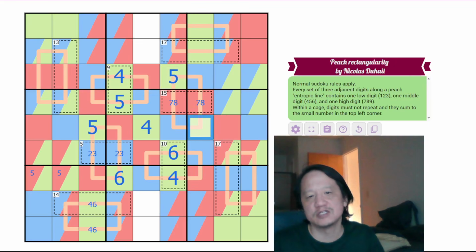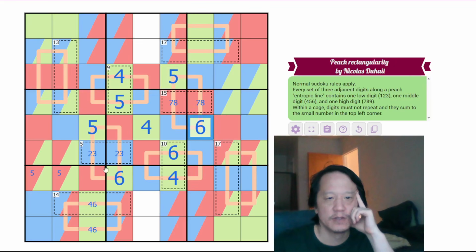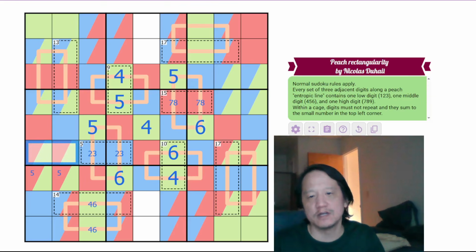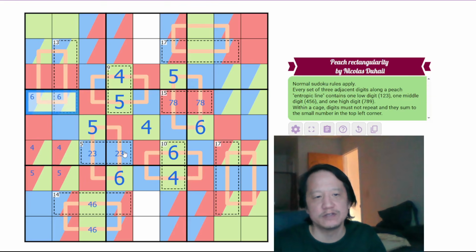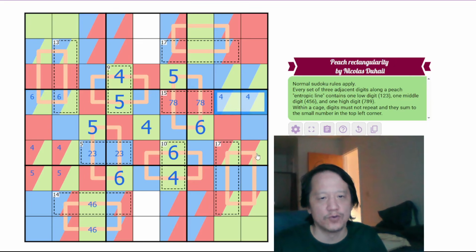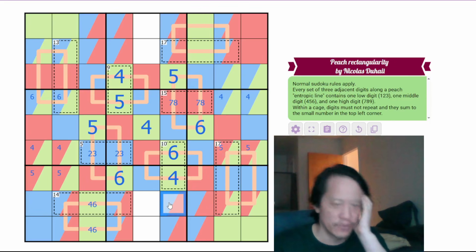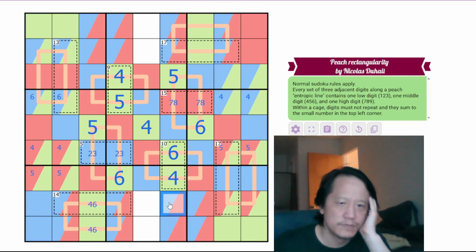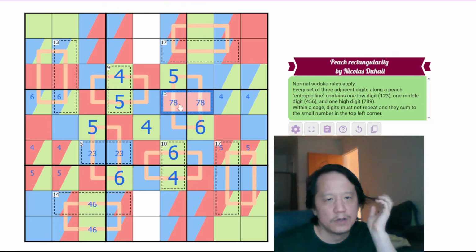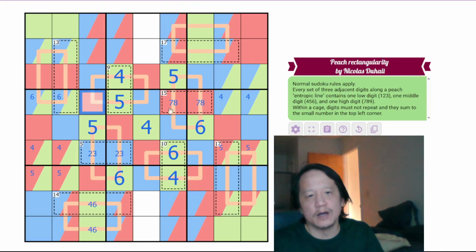That leaves this as a 6. This can't be 5 or 6. It has to be a 4. That means one of these is a 6. That leaves the middle digit here as a 4, and the middle digit here as a 5. Okay, that means this can't be 7 or 8 as a high digit. It's 9.